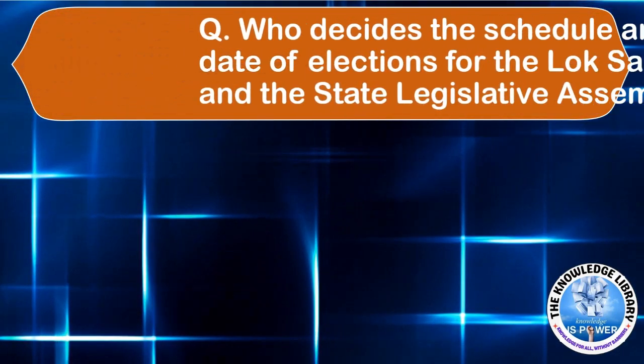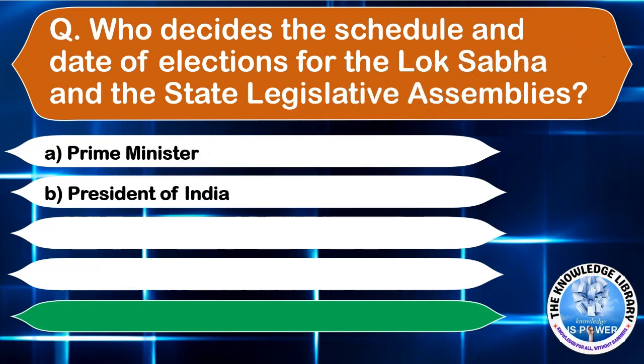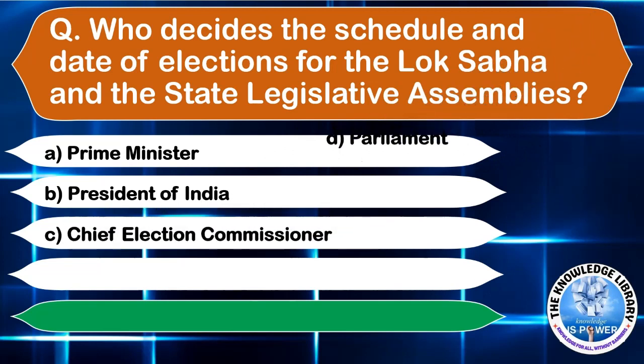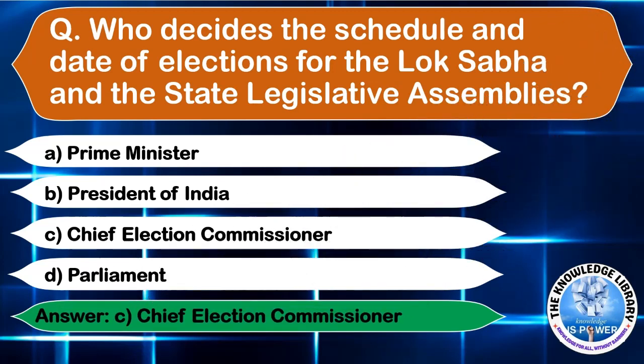Who decides the schedule and date of elections for the Lok Sabha and the state legislative assemblies? Option A Prime Minister. Option B President of India. Option C Chief Election Commissioner. Or option D Parliament. The correct answer is option C Chief Election Commissioner. Moving to the next question.